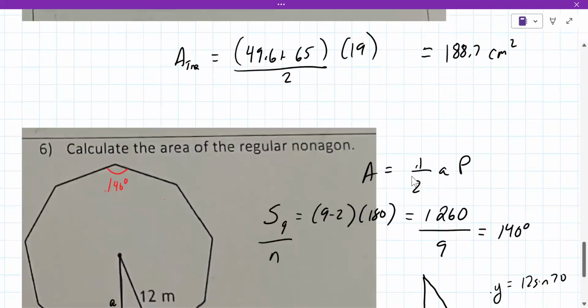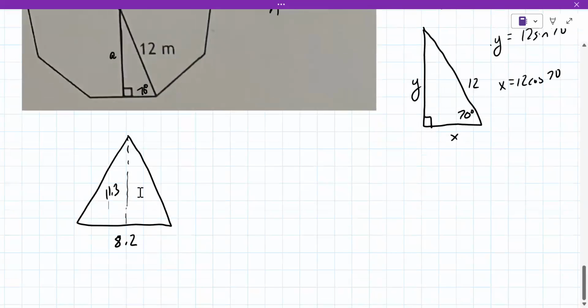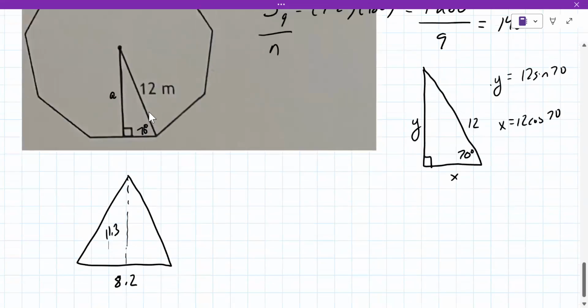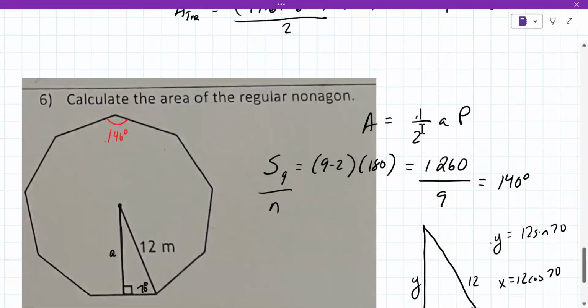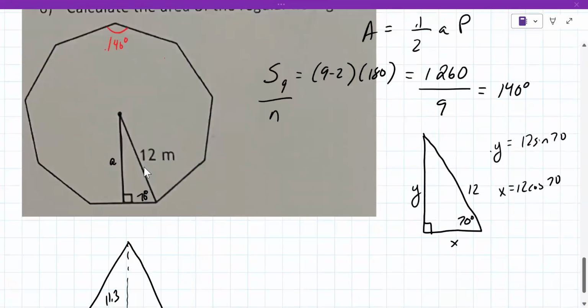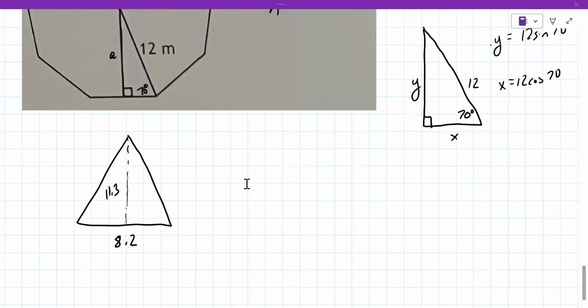Or you can use this formula, which is essentially the same. You've got to decide: do you think it would be better for you to find the area of a triangle and multiply by 9? Or do you want to try and use this formula here? It's the same. I think the area of just one of the triangles. Okay. So area of one of these triangles is base times height divided by 2. And so the total area is 9 times one of those triangles. Okay.